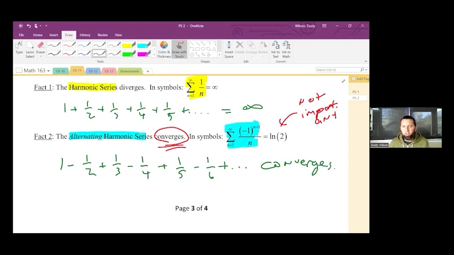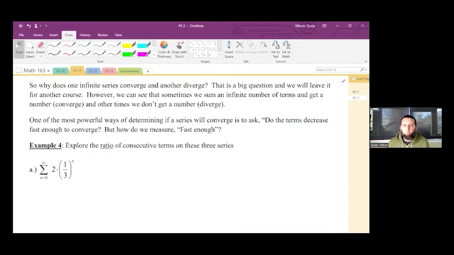Okay. So that's fact 1 and fact 2. So why does one infinite series converge and another diverge? That is a big question, and we're going to leave it for another course. However, we can see that sometimes we sum an infinite number of terms and get a number, that is, it converges, and other times we sum an infinite number of terms and we don't get a number, it diverges.